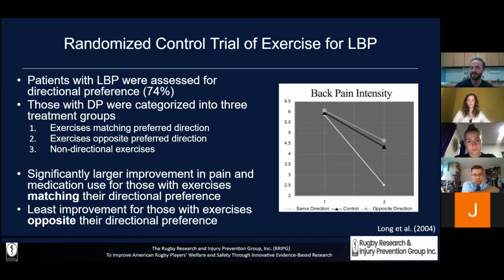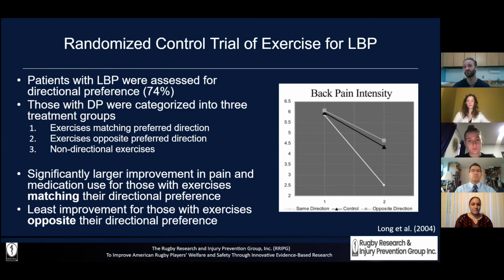The results of this study: a significantly larger improvement in pain and medication use for those with exercises matching their directional preference, right? So think about that. Those patients that were moved in the direction found on the initial evaluation to be their directional preference did significantly better. They relied less heavily on painkillers and had much less pain than the people in the other 2 subgroups. And the least improvement was for those with exercises against their directional preference.